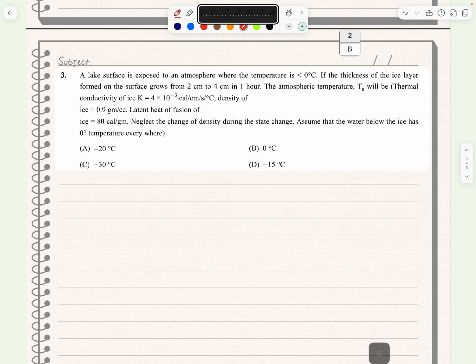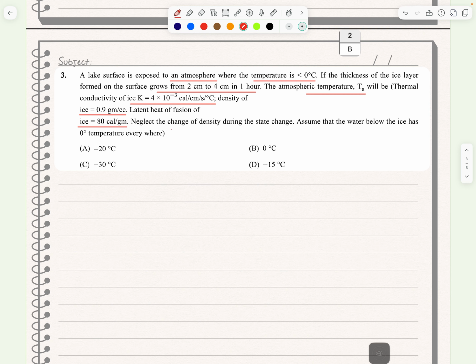This is about the growth of ice over a pond. A lake surface is exposed to an atmosphere where the temperature is less than 0 degree centigrade. If the thickness of the ice layer formed on the surface grows from 2 centimeter to 4 centimeter in 1 hour. The atmospheric temperature is given to you as Ta. The conductivity of ice is given to you as 4 into 10 to the power minus 3 calorie per centimeter per second per degree centigrade, and the density of ice is 0.9 gram per cc. Latent heat of fusion of ice is 80 calorie per gram. They are asking you a few questions.